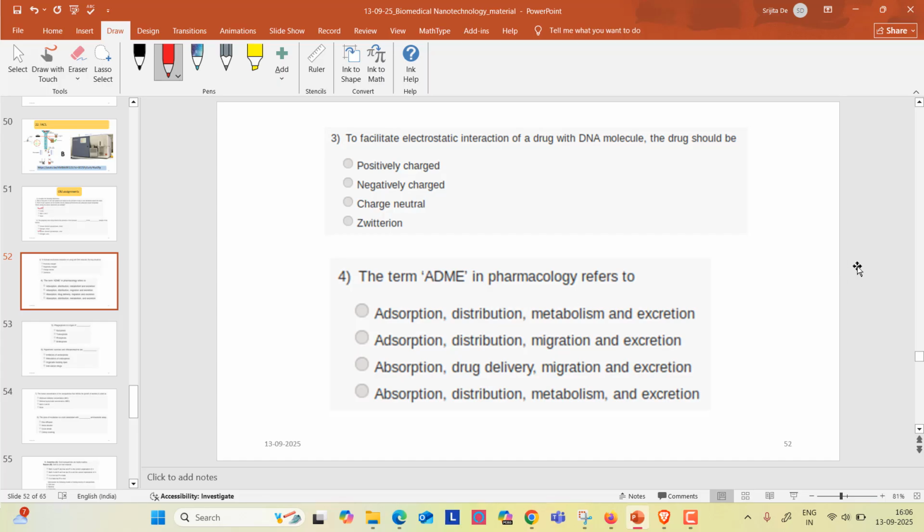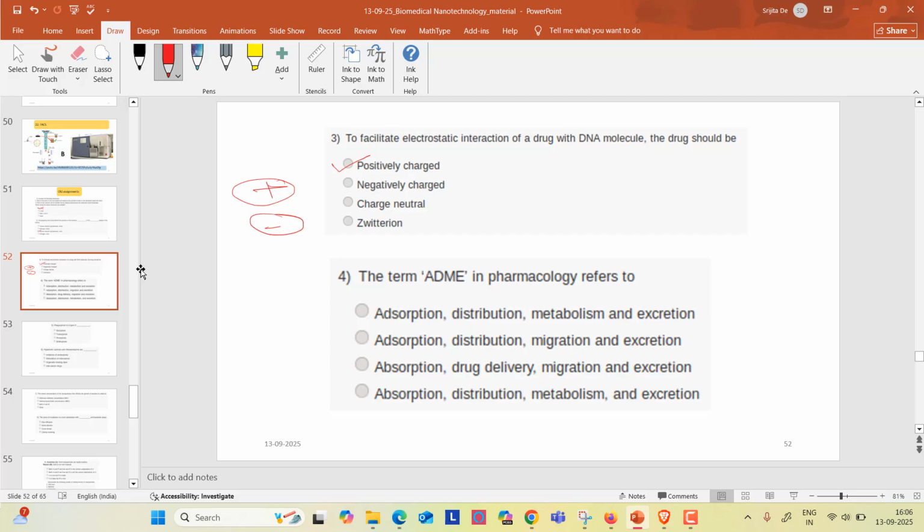Electrostatic interaction means the interaction of positive and negative charge. So it will be positively charged. Okay. So to facilitate electrostatic interaction of a drug with a DNA molecule, the drug should be positively charged.